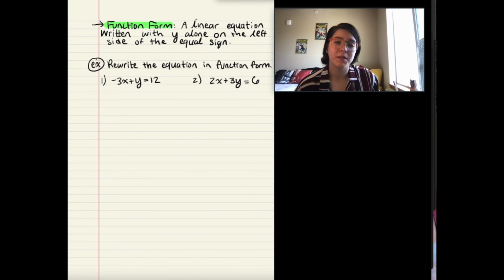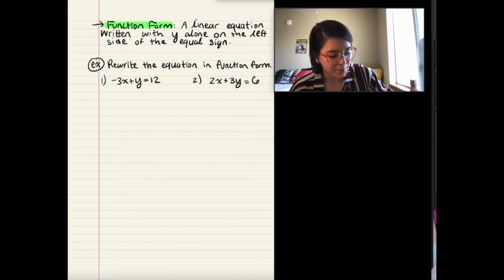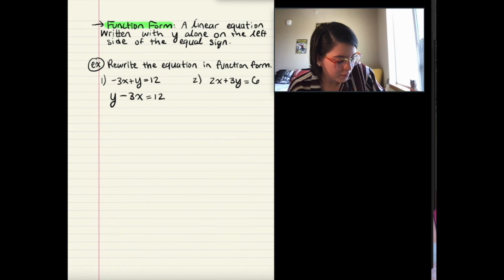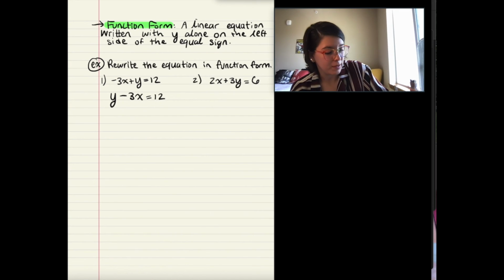Remember, function form tells us that we need to have y all on its own. So what we need to do is look at what's happening to y that makes it not on its own, and then do inverse operations. We have negative 3 being added to y. If I were to rearrange the left side of the equation, we could write this as y minus 3x is equal to 12. So I just flipped these around, put y first, then minus 3x. We have negative 3x being subtracted from y, so we have to do inverse operations. The opposite of subtracting 3x would be to add 3x.